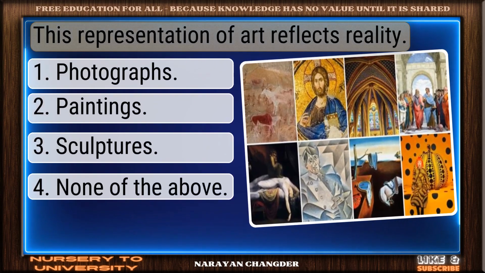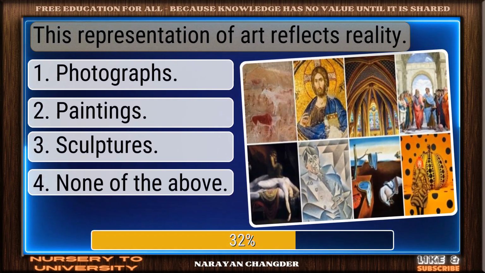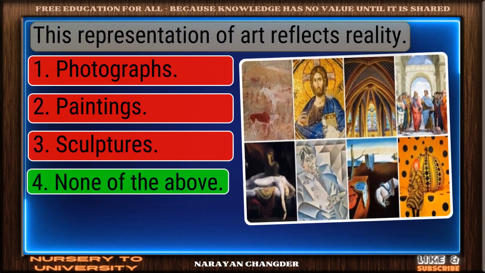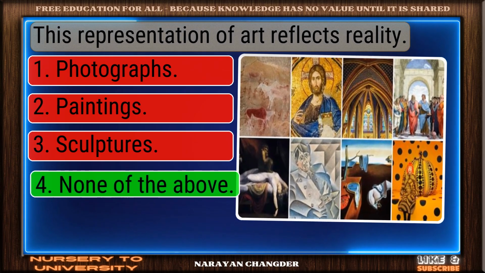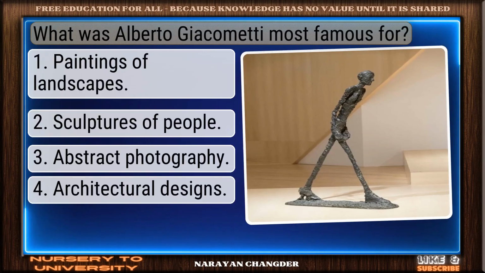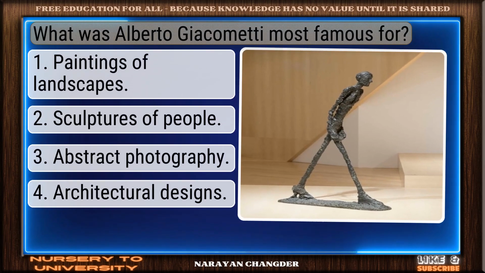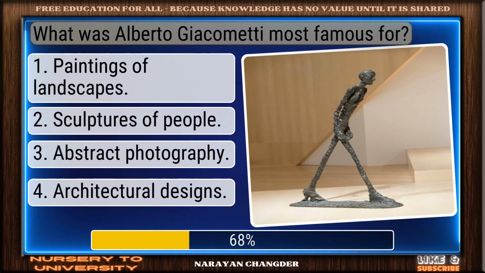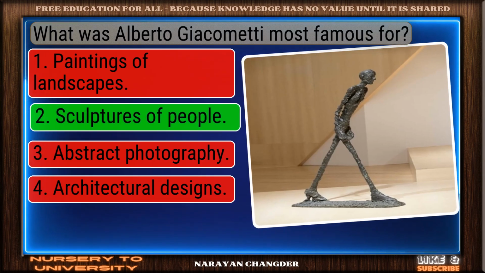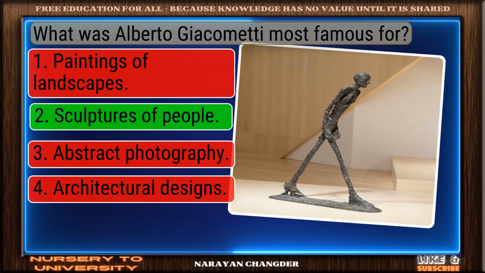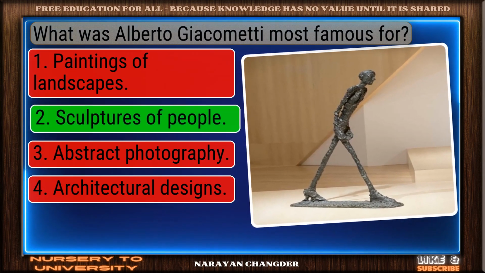This representation of art reflects reality. Excellent choice. None of the above is the right answer. What was Alberto Giacometti most famous for? Nice selection. Sculptures of people is the correct and valid answer.